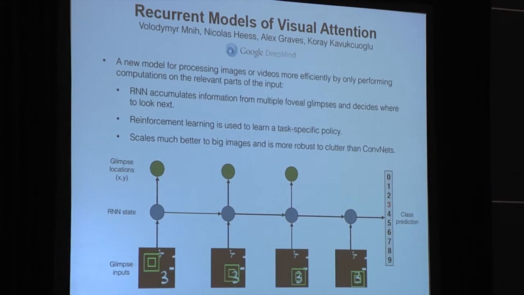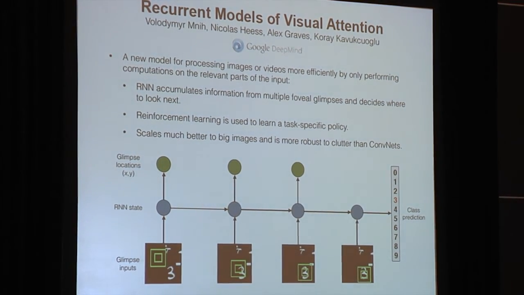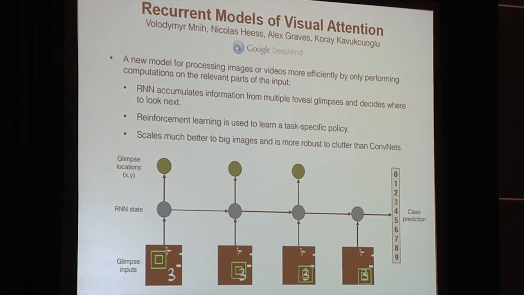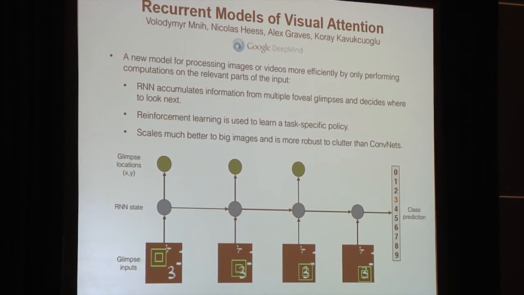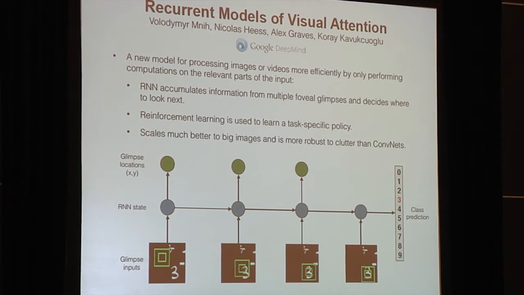So convolutional neural nets are currently state-of-the-art on many standard computer vision data sets. But they have one undesirable property, and that is the fact that they process the entire input at the same resolution, and because of that, the amount of computation they perform increases with the size of the input image. So we present a model that can process images and videos more efficiently, by deciding which parts of the input to process at high resolution.